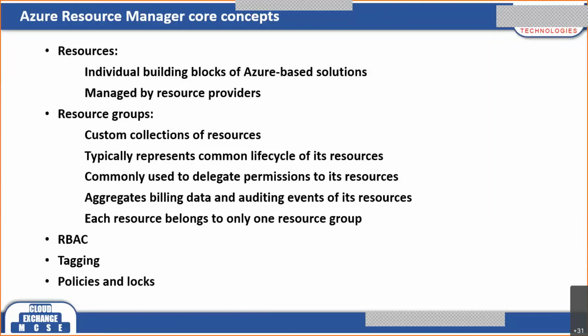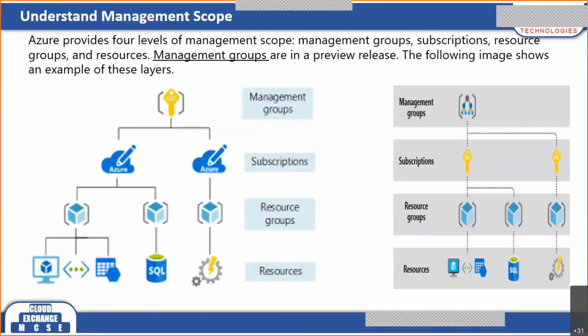Then guys, RBAC, we can apply the RBAC, we can apply the tags, we can apply the policies, we can apply the logs also. Just now we have seen this one. Then guys, you can see this is the structure, how it is designed. Azure, guys. So Azure provides 4 levels of management scope, guys. Management scopes contain management group, subscription, resource group, and resources. Management groups are in the preview release, guys. The following image shows this example of layers. So you can see, guys, we have Azure account.